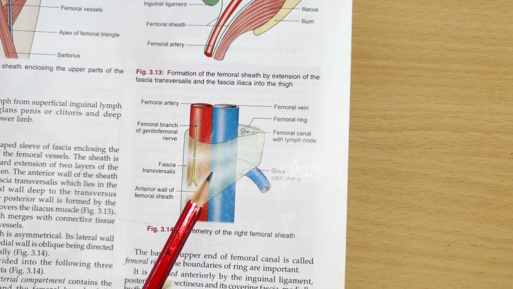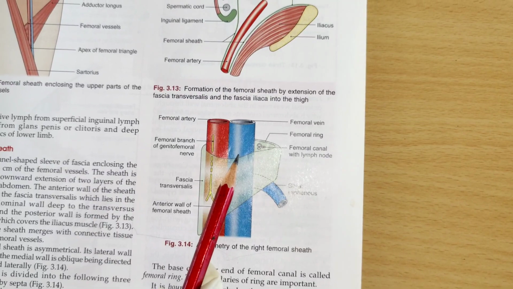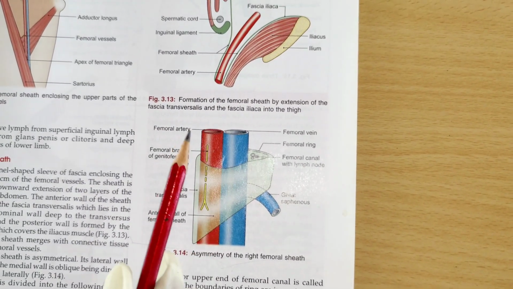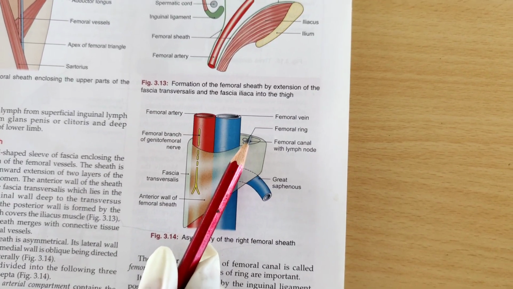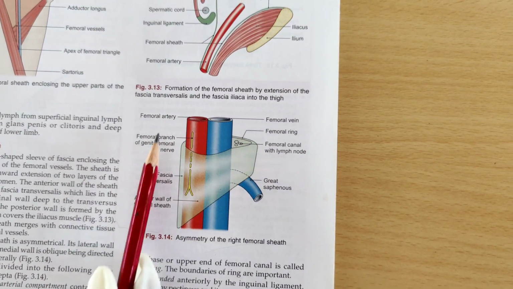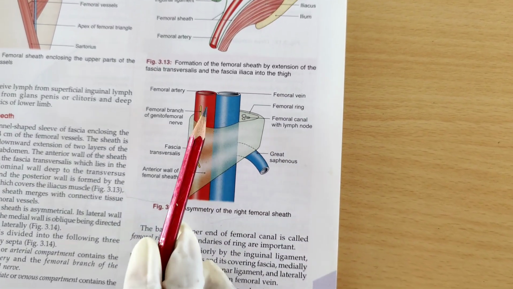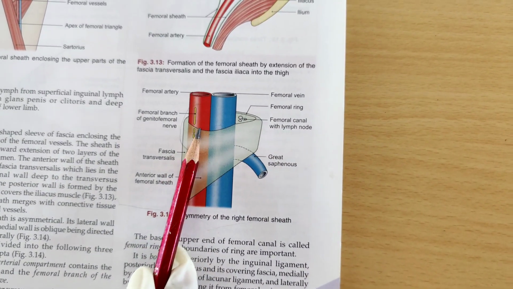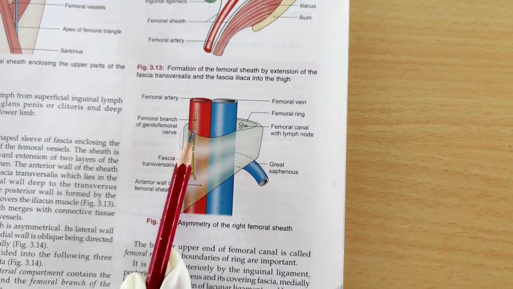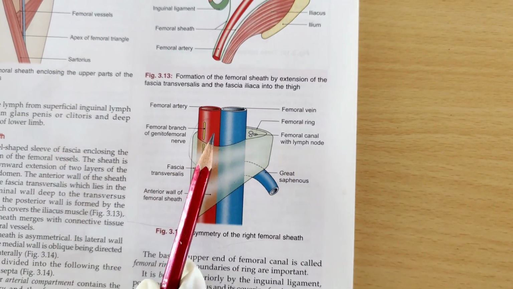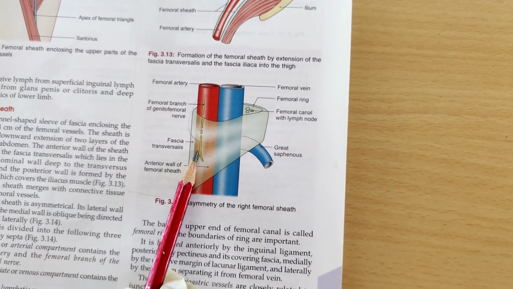Which are the two layers? The anterior wall of the sheath is formed by fascia transversalis, and the posterior wall is formed by fascia iliaca. Now, the sheath is divided by septa into three compartments. The lateral compartment, or the arterial compartment, contains the femoral artery and the femoral branch of the genitofemoral nerve. You can see in this picture, this is the femoral artery and this is the femoral branch of the genitofemoral nerve.